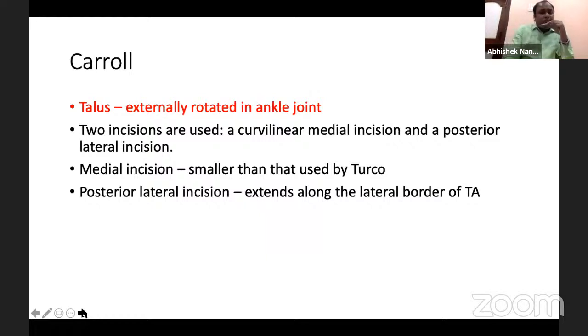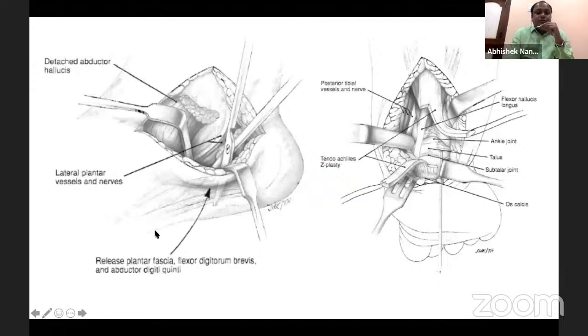Next is the Carroll. Now in Carroll, for his correction, the talus was the fulcrum. He externally rotated the talus inside the ankle joint, and he used the two incision technique, a normal curvilinear medial incision and a posterior lateral incision. The medial incision was similar to Turco, but smaller in size. The posterior incision was extended along the lateral border of the TA. This is a two incision technique.